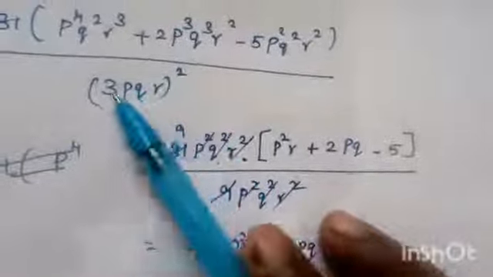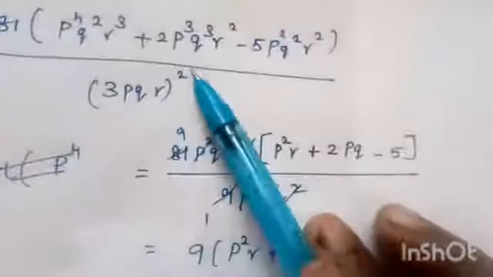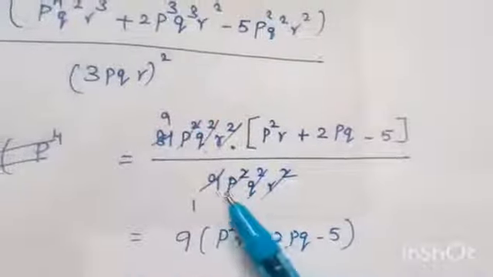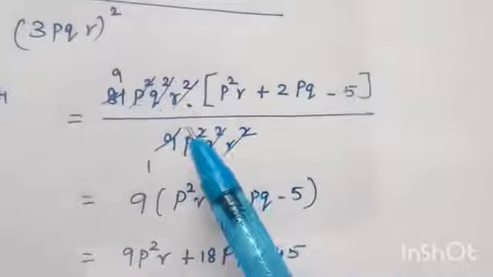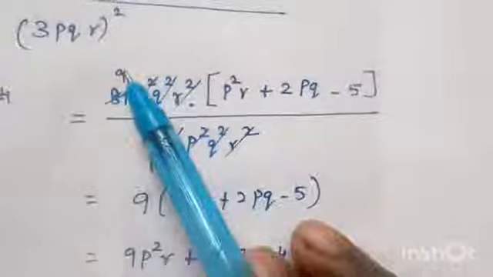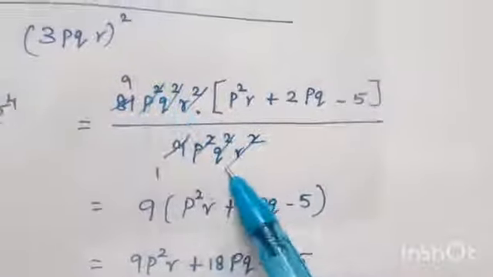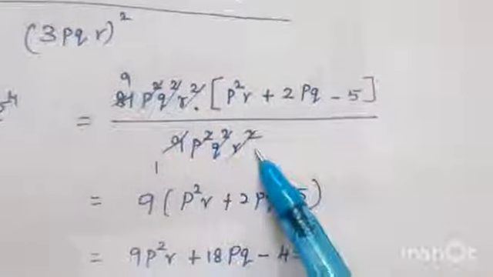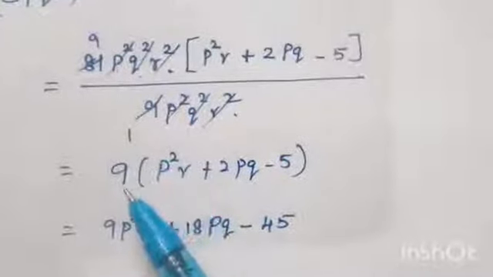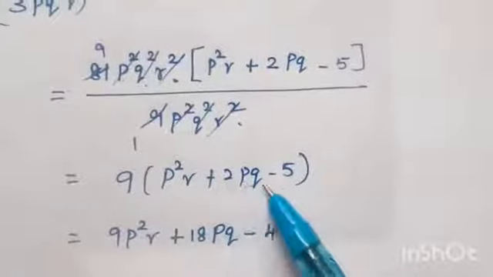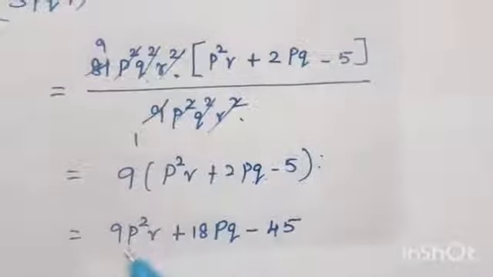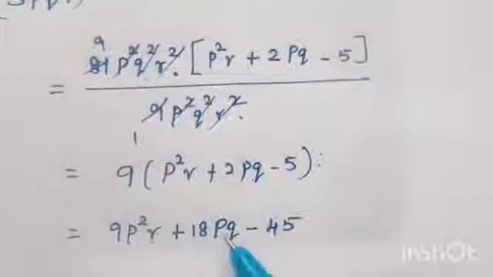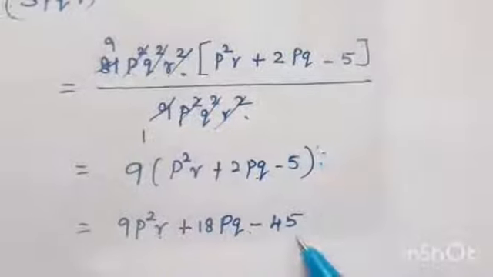by 3 square P square Q square R square. So that is 3 square value 9 P square Q square R square. You have to make cancel. 1 time 9, 9 9s are 81. The P square cancel, Q square, R square. After cancelling, we have 9 into P square R plus 2PQ minus 5. Now this 9 you have to take inside, that is 9 P square R plus 18 PQ minus 45.